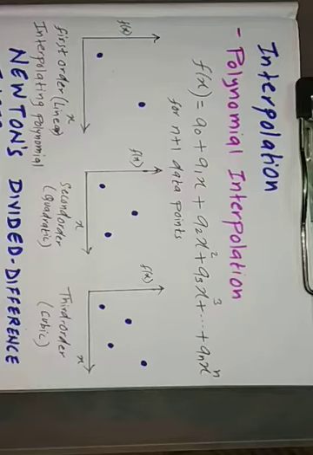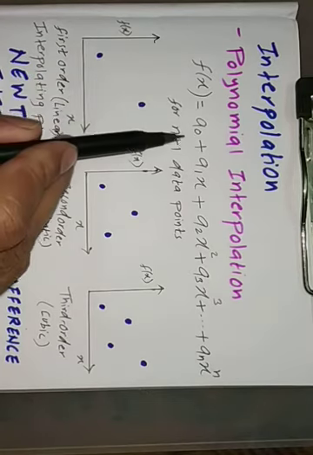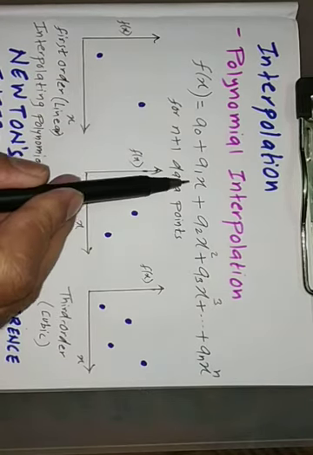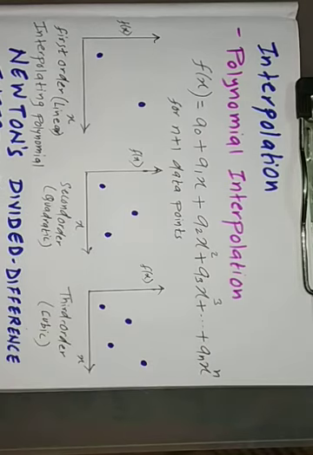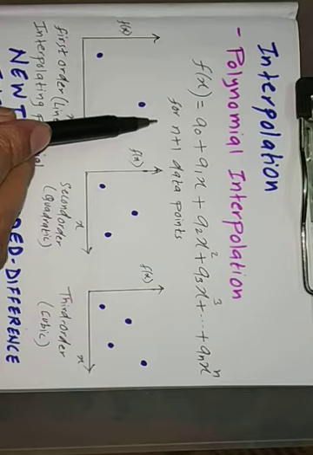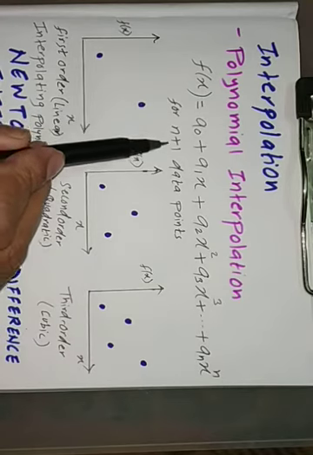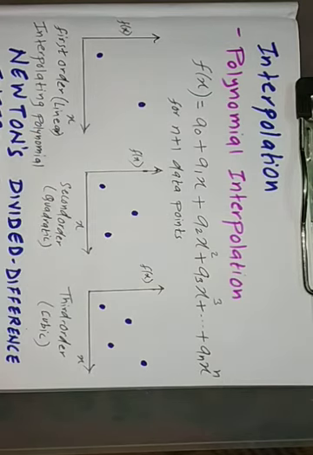Dear students, today we will discuss interpolation. Interpolation is used for finding out intermediate values if the data is given. Polynomial interpolation uses one polynomial function, that is f of x is equal to a0 plus a1x plus a2x square up to anxn, where n is the degree of this polynomial, and it uses n plus 1 data points.